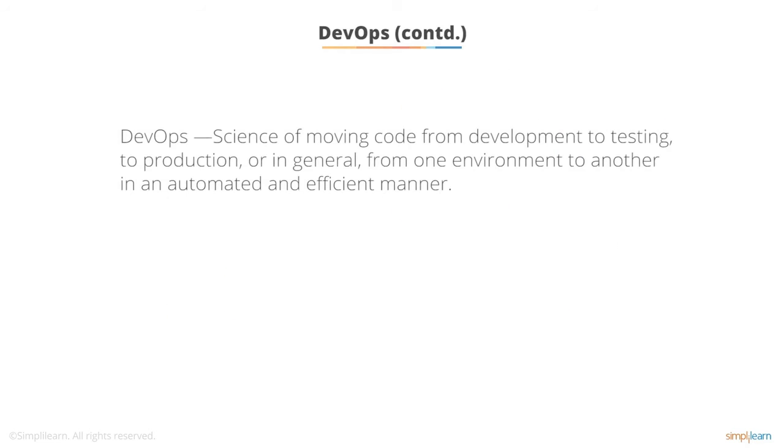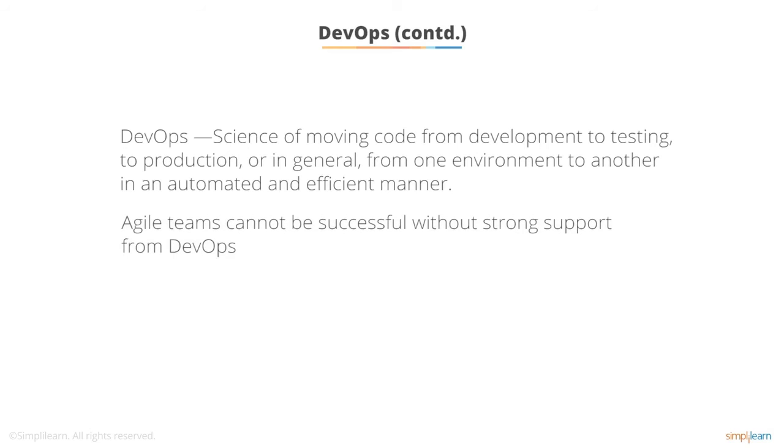In short, DevOps is the science of moving code from development to testing in a staged environment to production, or in general, from one environment to another in an automated and efficient manner. Agile teams cannot do this without strong support from DevOps. DevOps is supplemented by a strong tool set related to build and deployment management systems. Our discussion about DevOps leads us to another important thing.